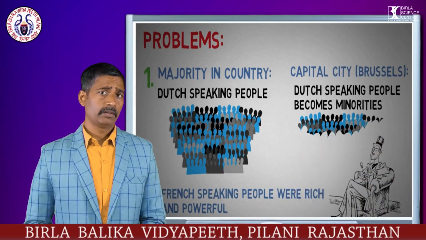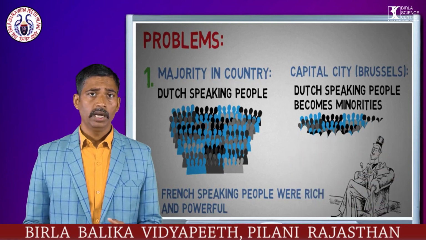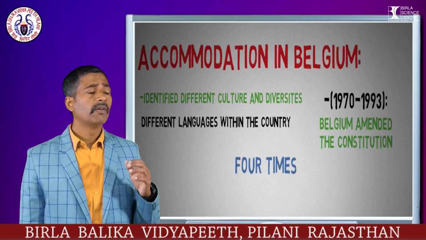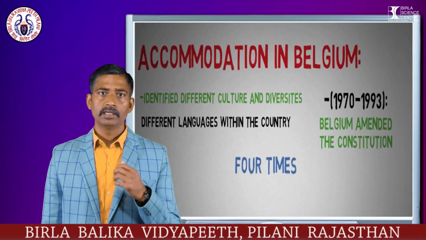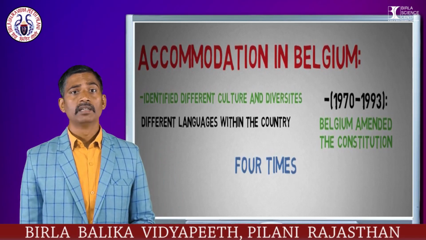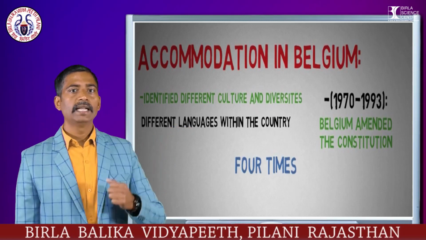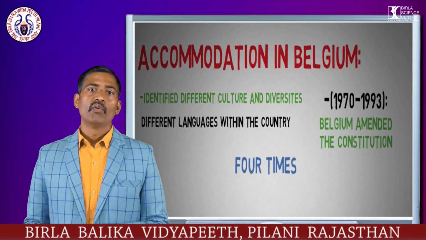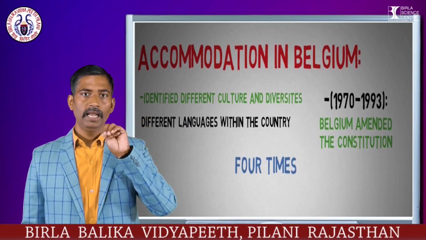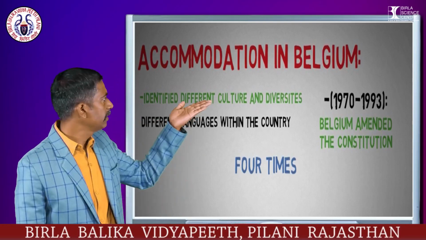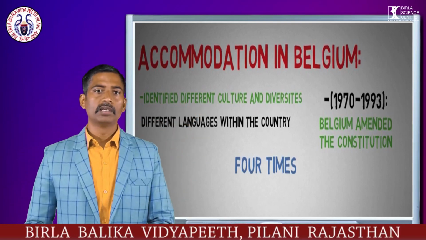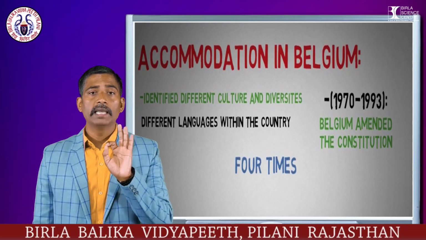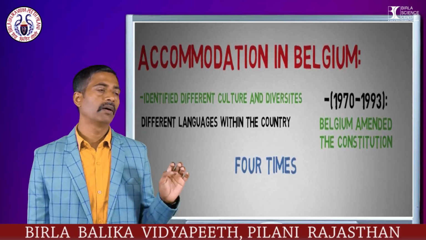So how did they resolve these problems? The point is accommodation in Belgium. How did they accommodate this situation? In Belgium, the government handled the community differences very well. Between 1970 and 1993, Belgium's leaders amended their constitution four times, and came up with a new model to run the government. The four-time amendment is a very important thing, a very important question.